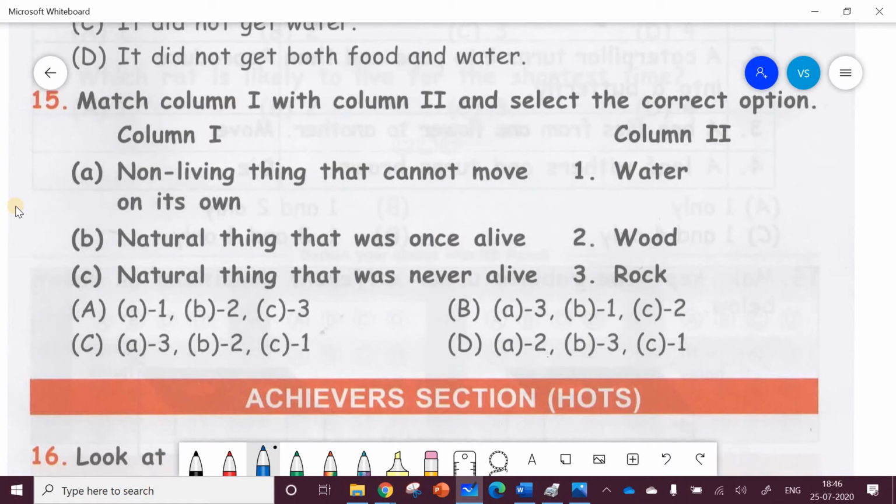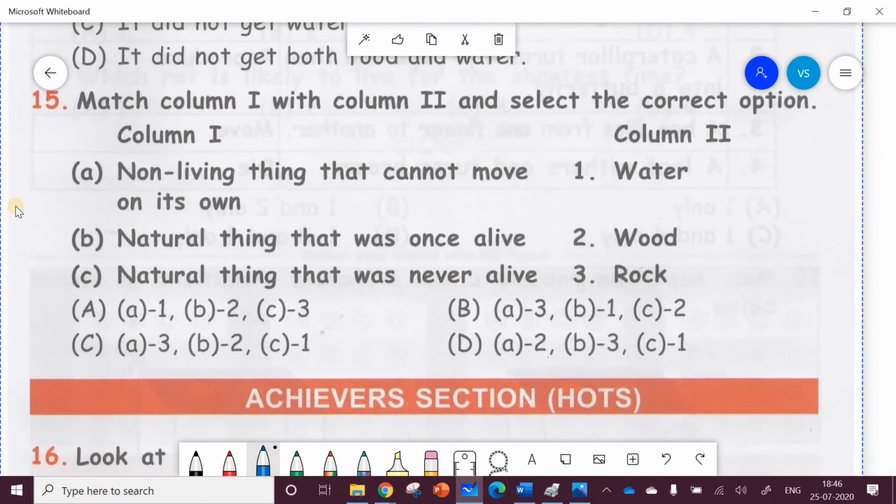Let's start with option A. Can you read this? Non-living things cannot move on their own. That is correct. That's true. Non-living things cannot move on their own. So that's fine. Then what are they saying? Natural thing that was once alive. All right. And then what is the last thing that they are saying?